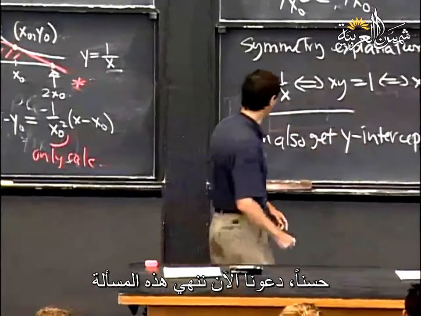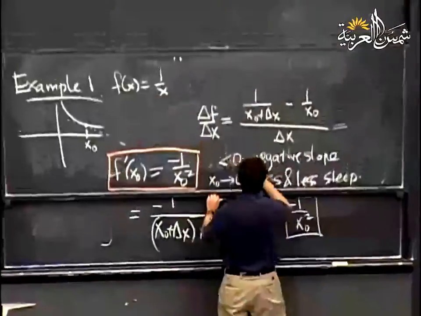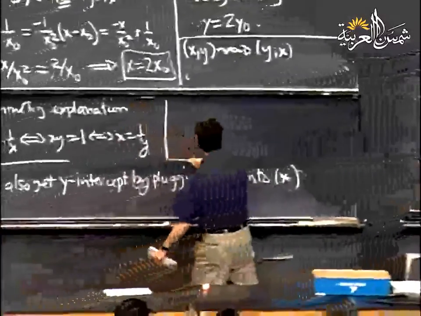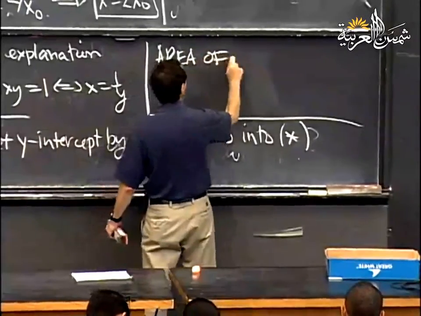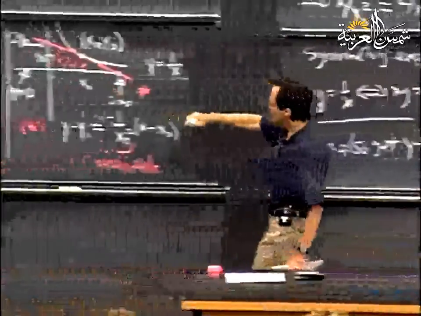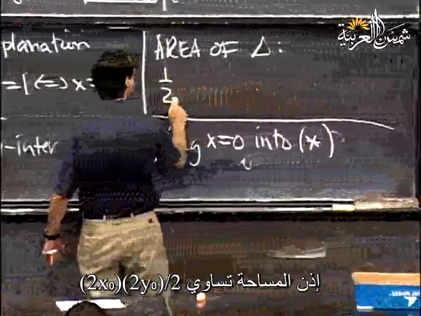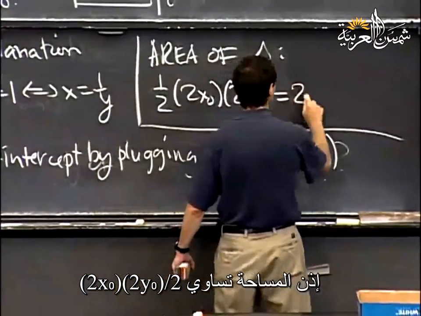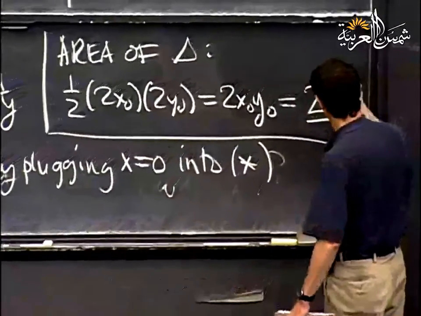All right. So now let's finish off the problem. Let me finally get this area here. So actually, I'll just finish it off right here. So the area of the triangle is, well, it's the base times the height. The base is 2x0, the height is 2y0, and a half of that. So it's a half 2x0 times 2y0, which is 2x0y0, which is, lo and behold, 2.